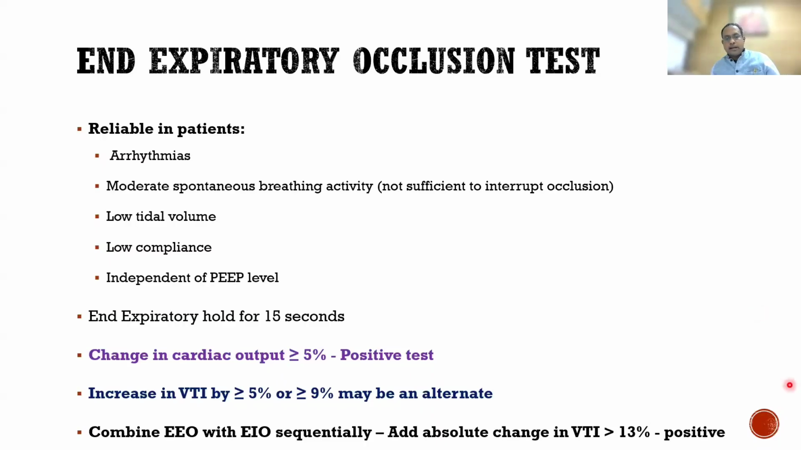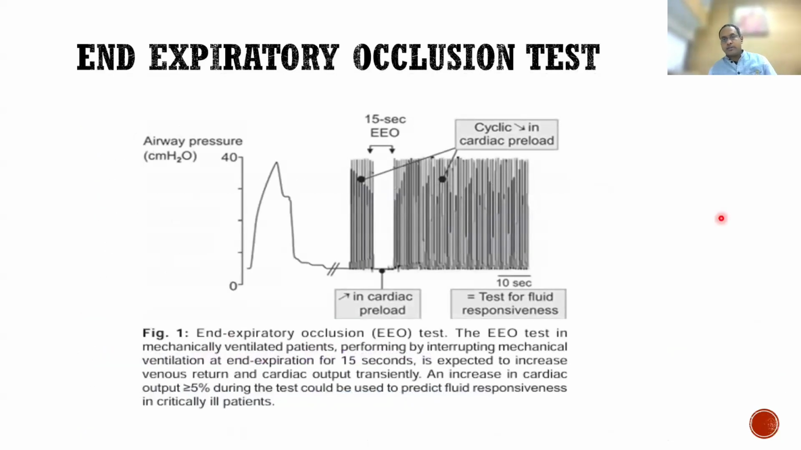Similarly, we can combine end expiratory occlusion with end inspiratory occlusion, and this is more specific. If the absolute added change in VTI is more than 13%, it actually predicts fluid responsiveness. This is what the graph looks like.